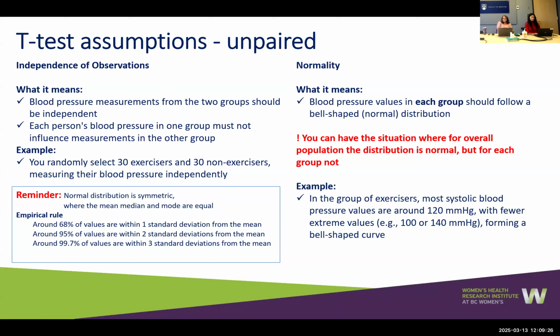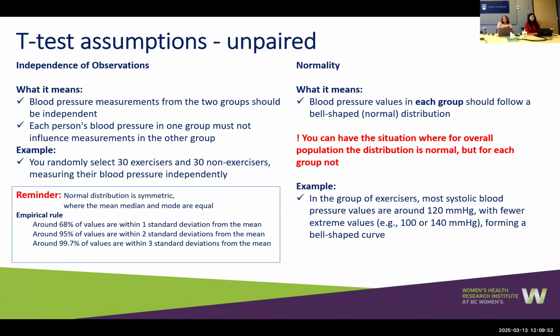For example, we randomly selected 30 exercisers and 30 non-exercisers and measured their blood pressure independently. This will be the structure of our design for the specific test. What we need, especially for this test, is that blood pressure in each of the groups is normally distributed.